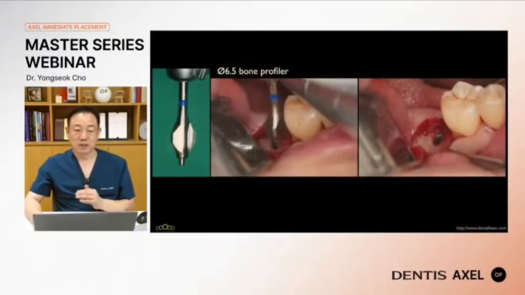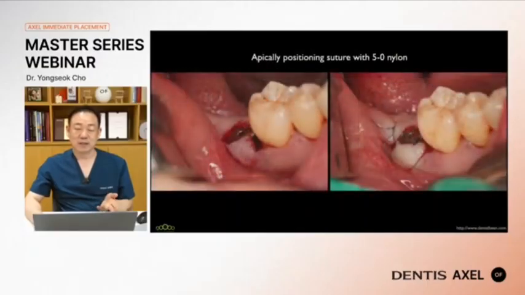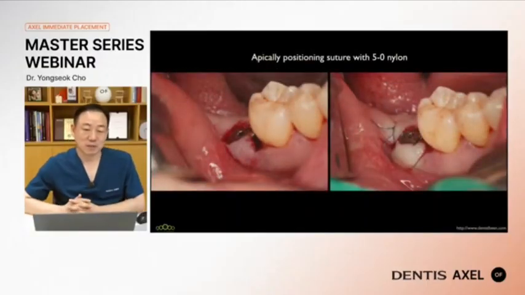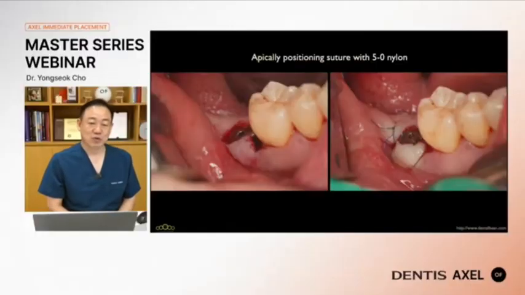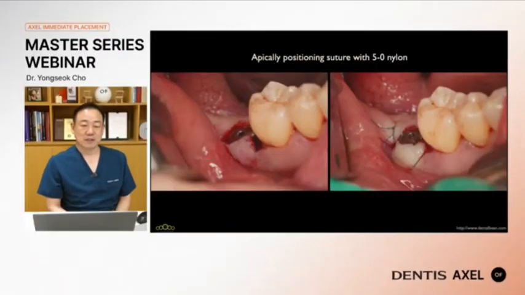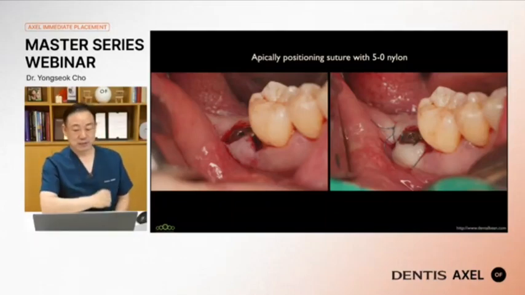To avoid such a problem, I used the bone profiler and connected the healing abutment completely. Again, I tried an apically positioning suture. It is a modified external vertical mattress suture to increase buccal tissue volume. Okay, like this.